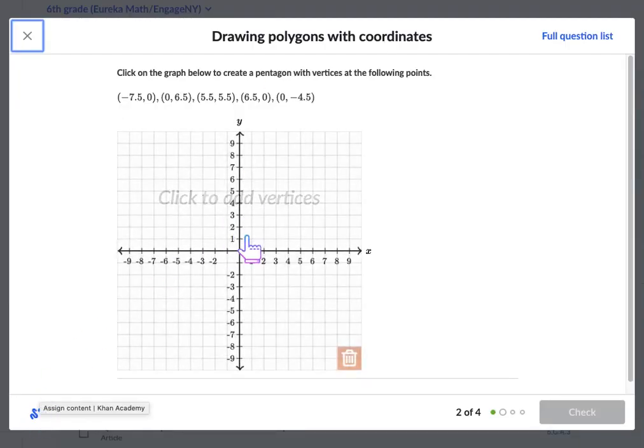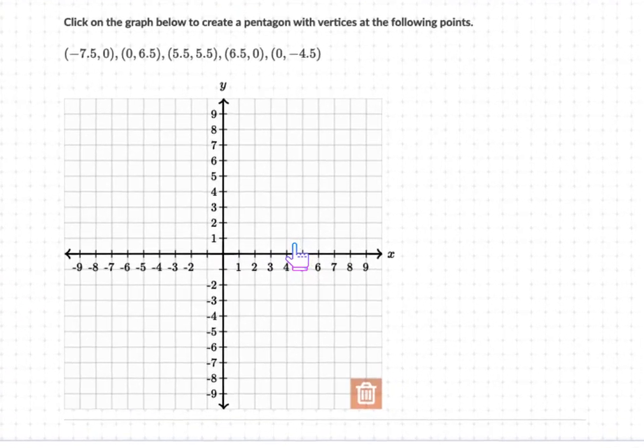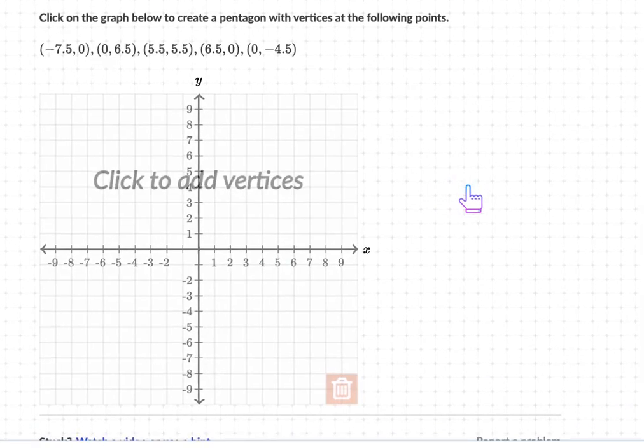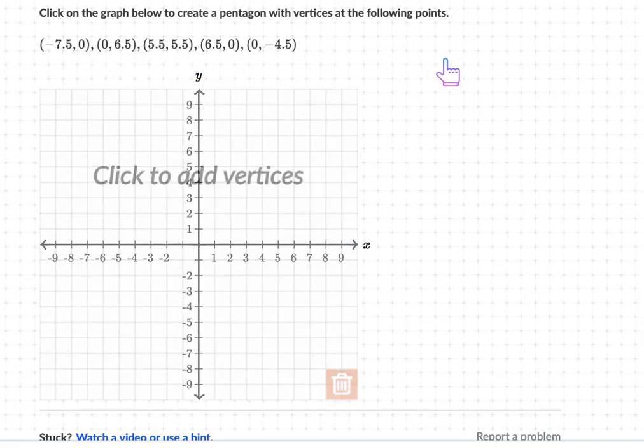All right, so drawing polygons with the coordinate plane. For this lesson, you're going to be asked to click on the graph and basically plot those points. And then you're going to be creating a shape. Go ahead and pause the video, try it on your own first.